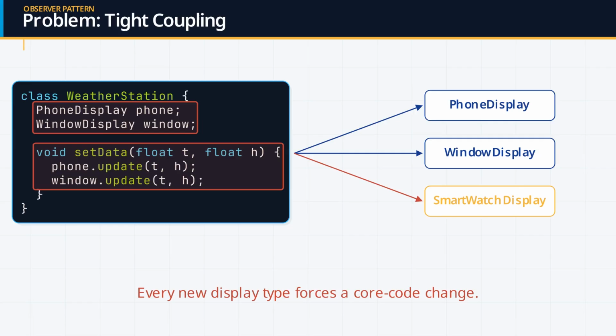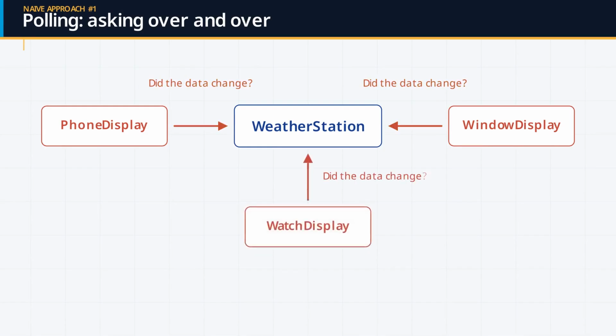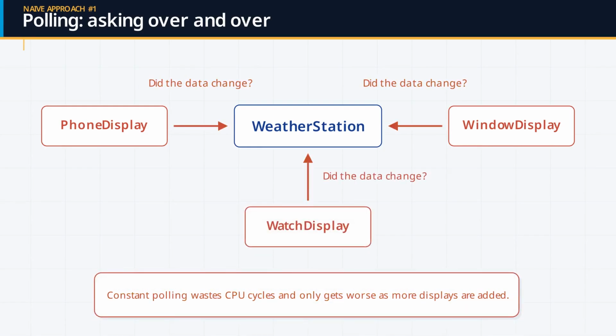So every time we add a new type, like a smartwatch display, we're forced to modify the core weather station code. That's tight coupling. The first approach, polling. Each display device repeatedly asks the weather station, did the data change? This wastes CPU cycles and only gets worse as more displays are added.